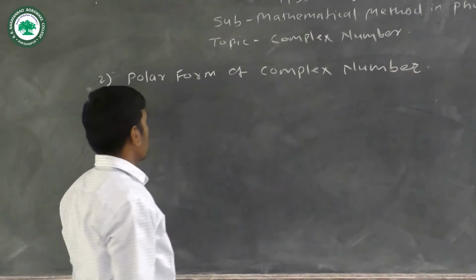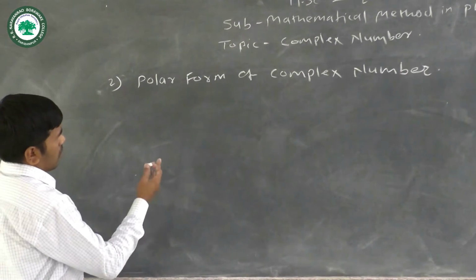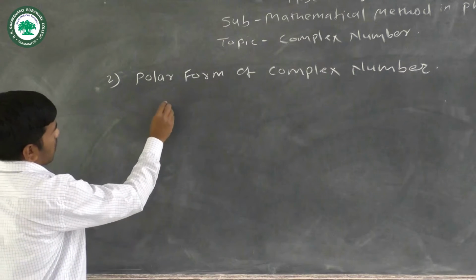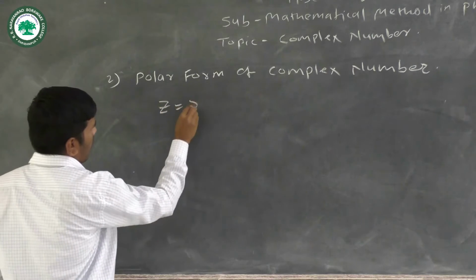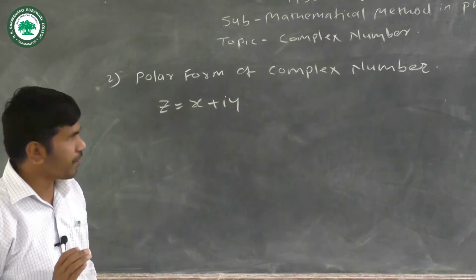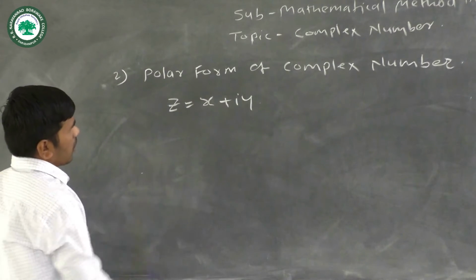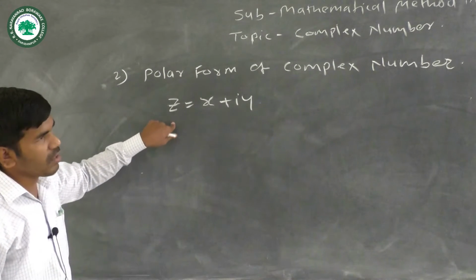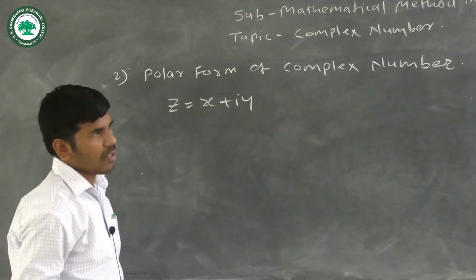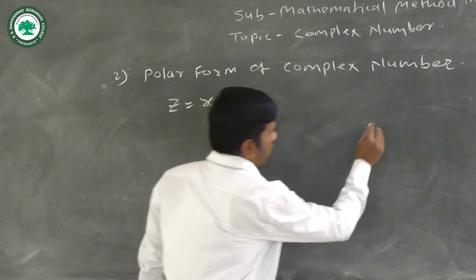In the Cartesian form, the complex number can be written as z is equal to x plus i y. So this x and y are coordinates in the Cartesian system. We want to rewrite this complex number in the polar form. For that I am using the transformation equations that give the relation between the Cartesian and the polar coordinates.